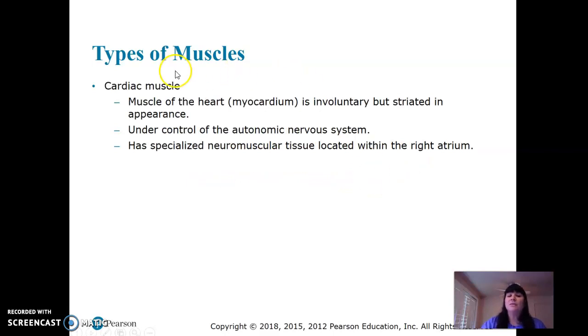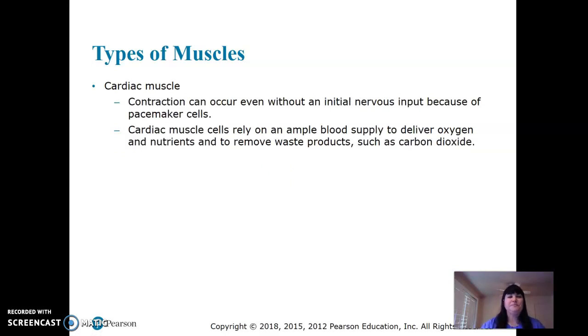Cardiac, again, only one place in the heart. Myocardium. Myo means muscle. Cardio, we're talking about heart. Involuntary, again, under the control of the autonomic nervous system. And then there's specialized tissue. Yes, it's muscle, but it has its own muscle tissue that can generate contraction, which is really special about the heart. Yes, contraction can occur even without an initial nervous input because of the pacemaker cells.